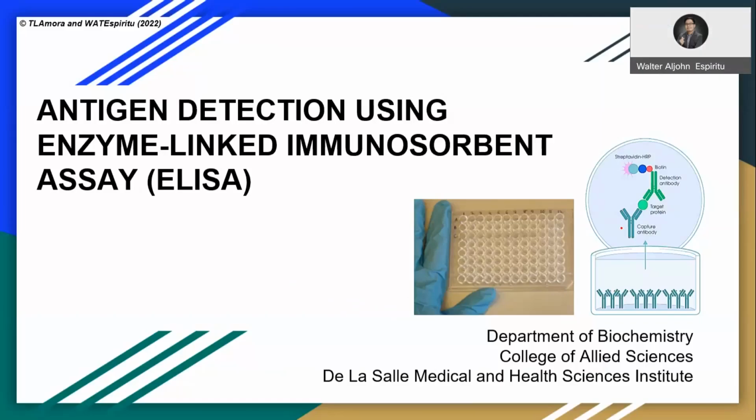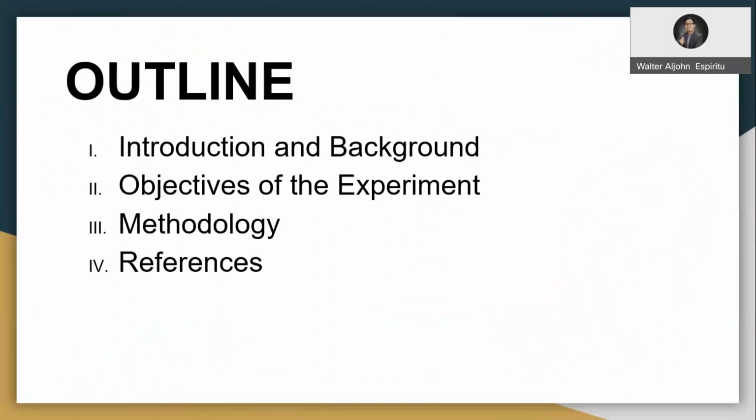Today we're going to discuss the fifth experiment in the biochemistry of the gene laboratory, which is entitled the antigen detection using enzyme-linked immunosorbent assay, ELISA. Okay? So this will be the outline of this discussion. I'll be discussing first the introduction as well as the background of ELISA, and then that will be followed by the objectives of the experiment, followed by the methodology rundown.